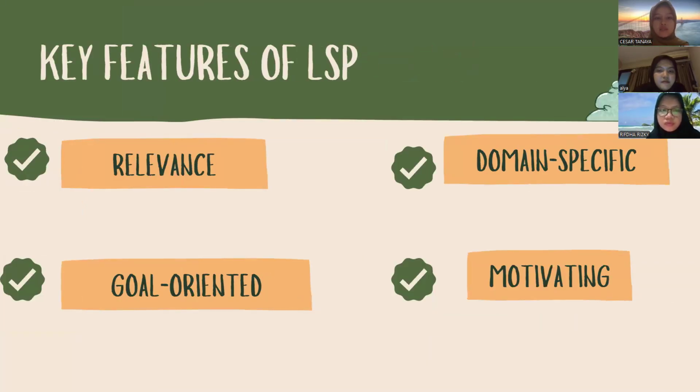So the next is key features of LSP. The first one is relevance. The relevance is that the language makes sense in the learner's real context. And the second one is goal-oriented. It means learning focuses on clear communication outcomes. And the third one is domain-specific. It integrates vocabulary, genre, and discourse practice from the target field. And the last one is motivating. Learners see immediate value in what they learn, which increases engagement and confidence.